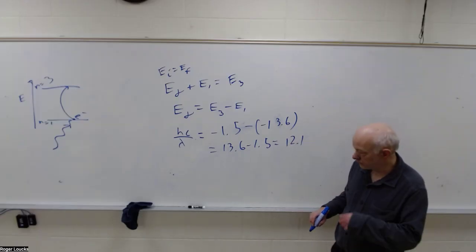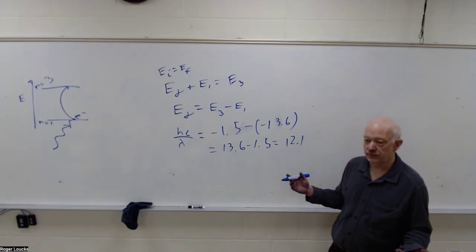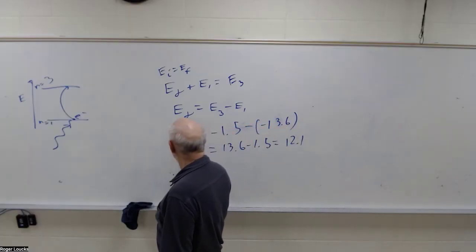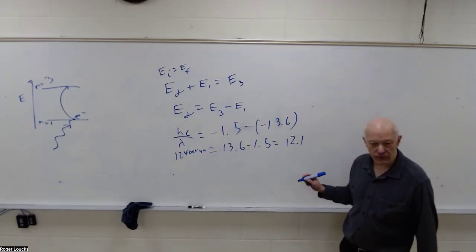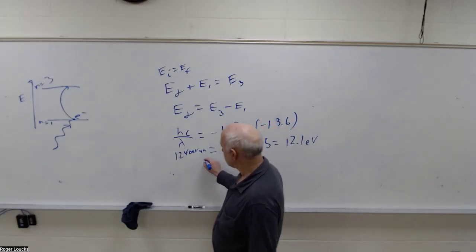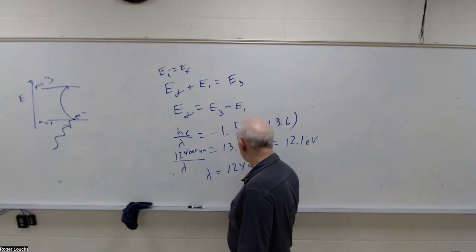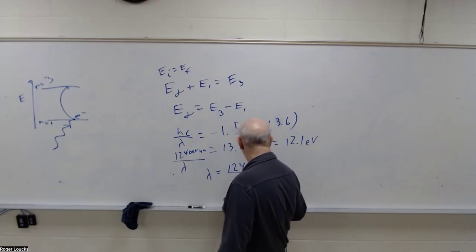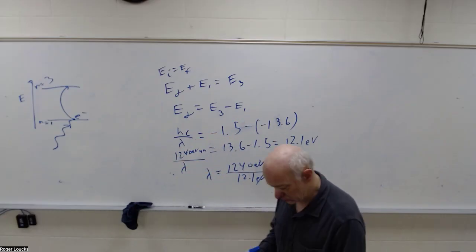You tell me how to finish it now. Does hc have a name? I think that's about 1240 eV nanometers. This 12.1 is measured in terms of eV. This is over lambda. So lambda equals 1240 eV nanometers over 12.1 eV. They cancel, and I have my wavelength, all in terms of nanometers.